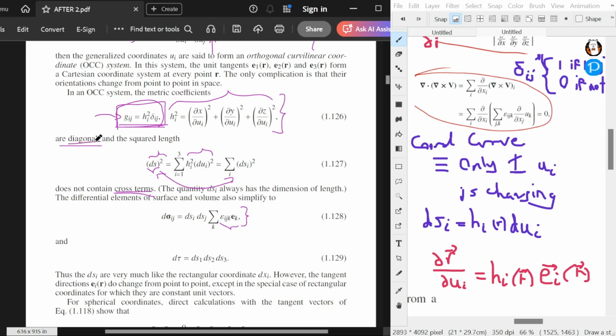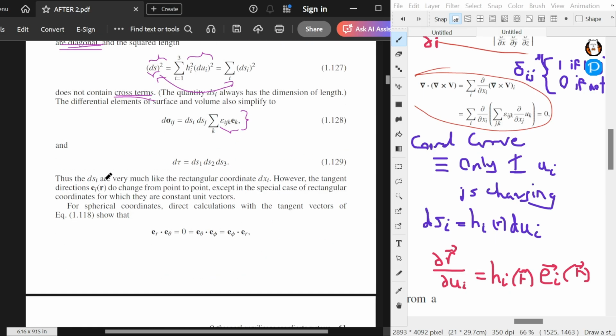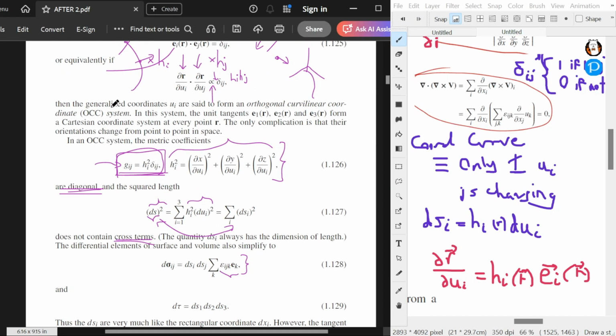A diagonal. Thus, the dsi are very much like the... Hmm. I'm considering, do I Google something? Yeah, I will Google it, I guess.